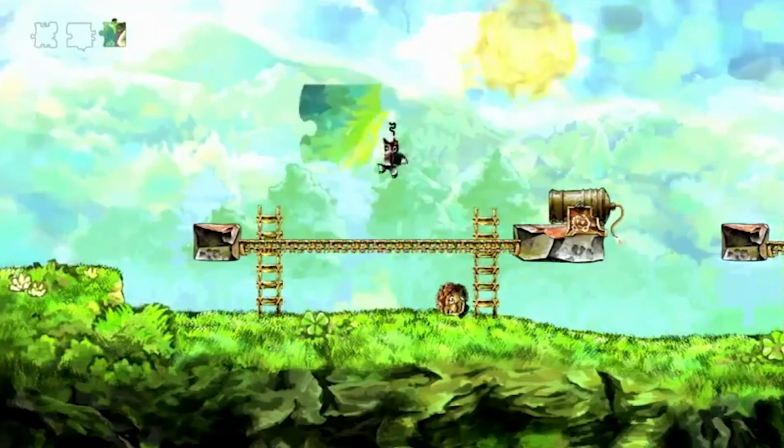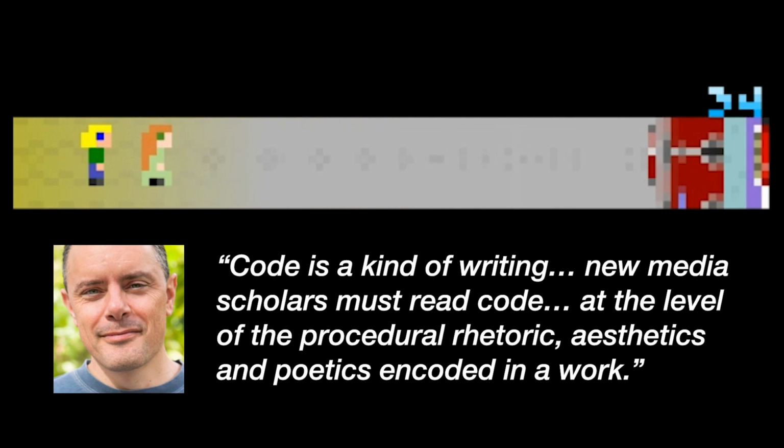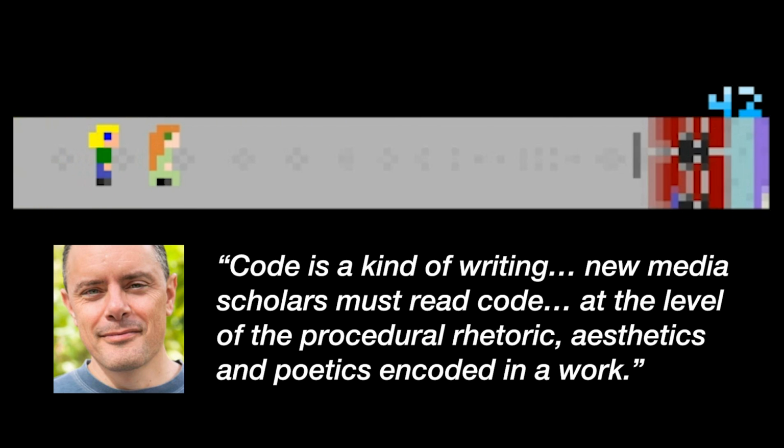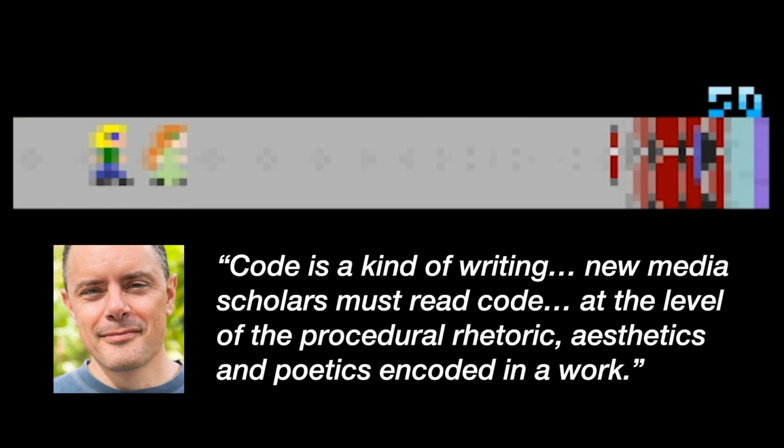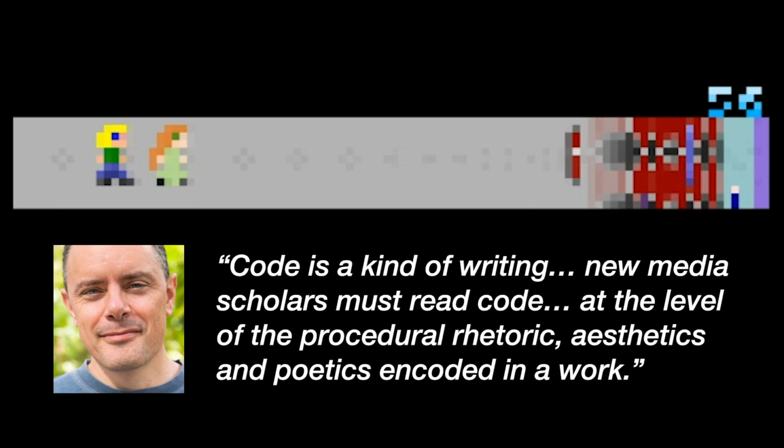Jason Rohrer's Passage came out in 2007, along with Rod Humble's The Marriage, and in 2008, Jonathan Blow's Braid came out. All three of these games were regularly cited as examples of procedural rhetoric, along with news games which were growing in popularity at the time. The internet was awash with essays and blog posts about what these games meant and why this was the future of meaning in games. Michael Mateas, who now runs the Expressive Intelligence Studio at UC Santa Cruz, wrote in 2008, "Code is a new kind of writing. New media scholars must read code at the level of procedural rhetoric, aesthetics, and poetics encoded in a work."